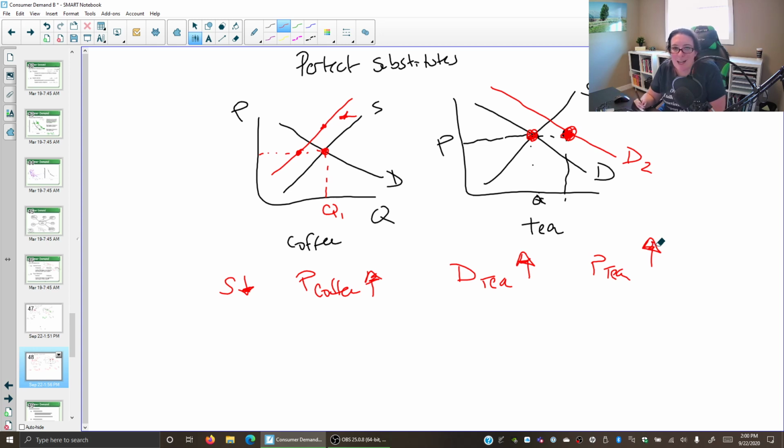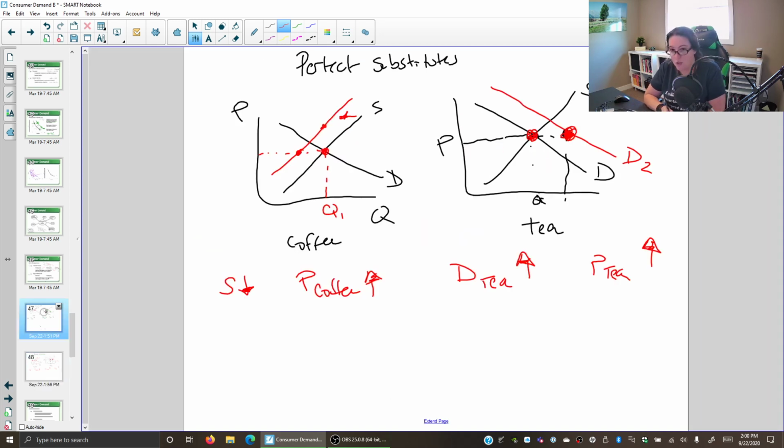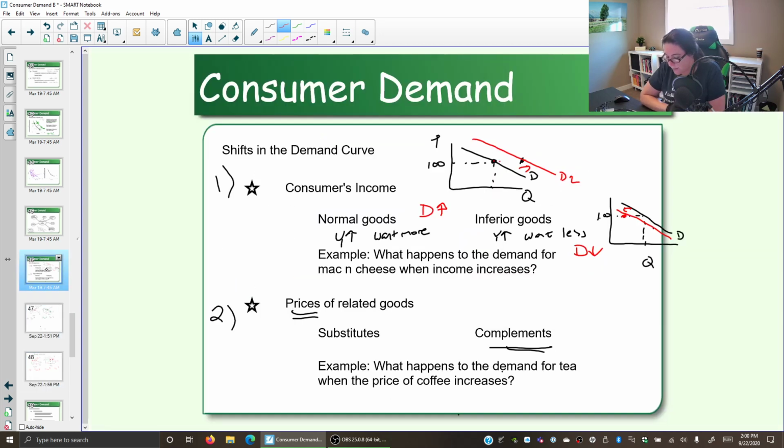So notice here when we have substitutes, when the price of coffee went up, the price of tea went up. And that's because coffee got too expensive. We increased our demand for tea at the old tea price, but that drove up the price of tea because it creates a shortage. So whether you have complements or substitutes will change what happens to demand and the corresponding price. So it's important to know how goods are related and what is happening to the price of those related goods.